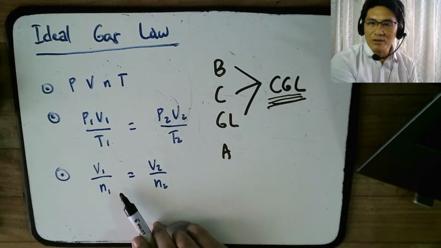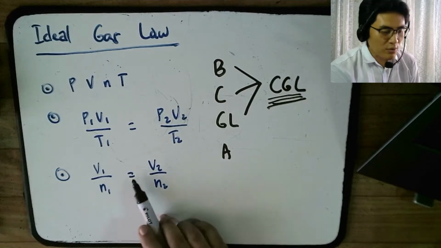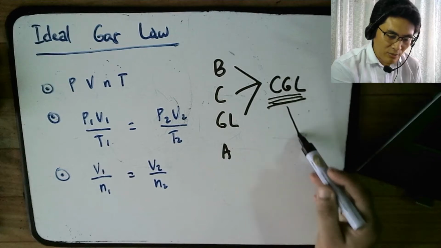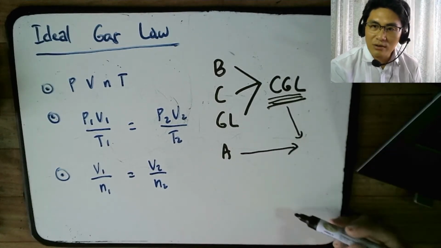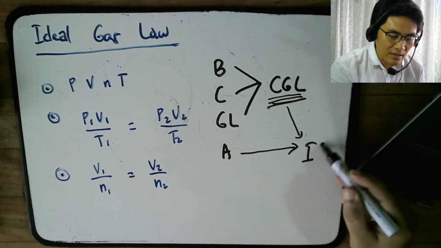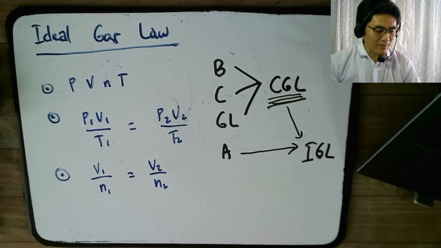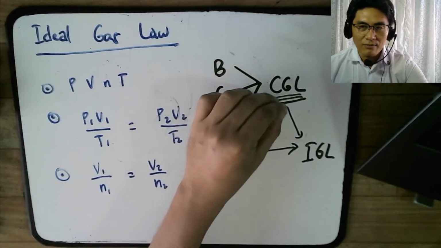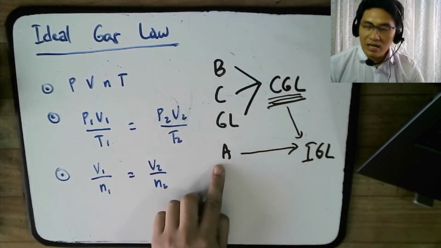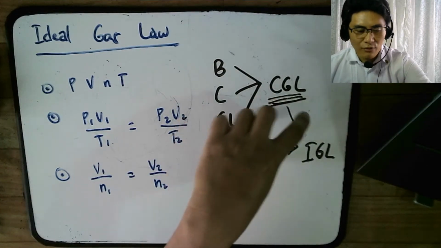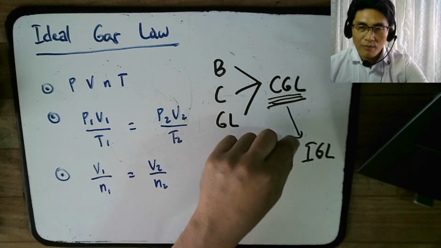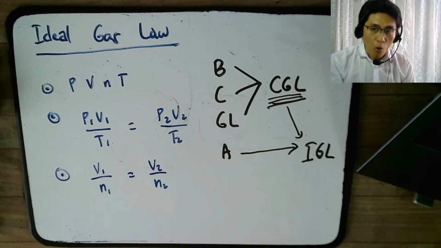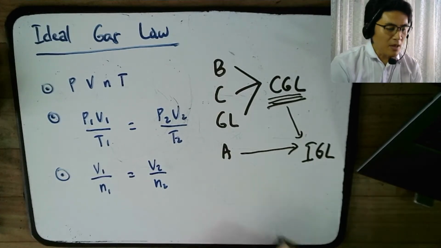Well, this is Avogadro's law, which is V1 over N1 is equal to V2 over N2. And guess what? When we combine this combined gas law and Avogadro's law, we get the ideal gas law. Okay, so again, let me repeat that. If we take Boyle's, Charles's, and Gay-Lussac's laws and combine them together, we get the combined gas law. Obviously, Avogadro's law is left behind, but if we add Avogadro's law into the combined gas law, you get the ideal gas law. So the ideal gas law is the combination of all four basic laws that we have.